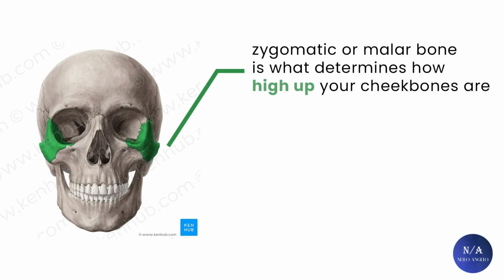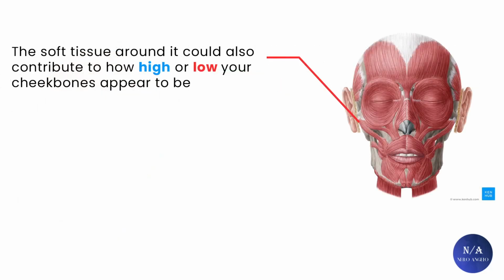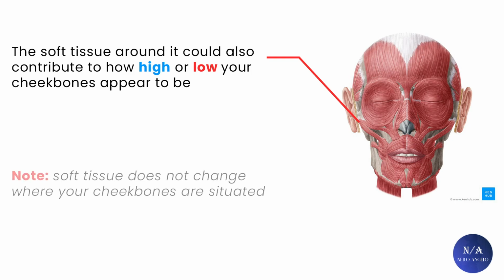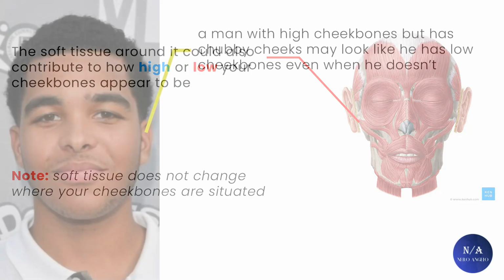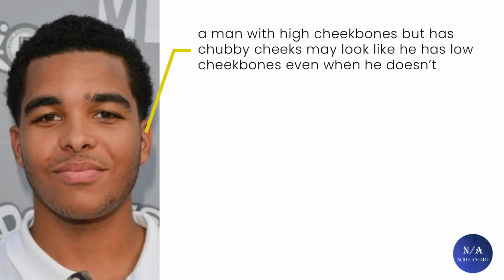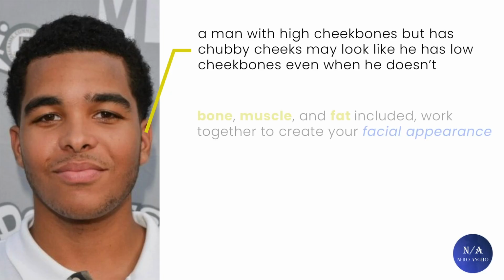Your cheekbone appearance is highly dependent on your bone structure. Your zygomatic or malar bone is what determines how high up your cheekbones are. Despite that, your facial bone structure is not the only determinant of how your cheekbones look. The soft tissue around it could also contribute to how high or low your cheekbones appear to be. Note that the soft tissue does not change where your cheekbones are situated, but it does alter the external perception. For example, a man with high cheekbones but chubby cheeks may look like he has low cheekbones, even when he doesn't.